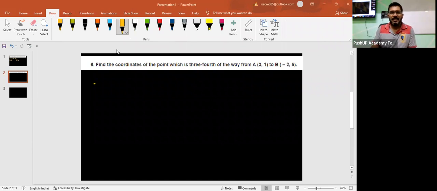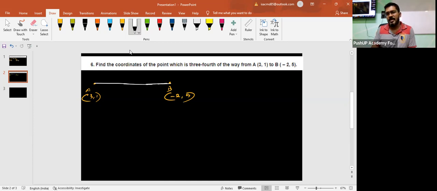See, there is a point A whose coordinates are 3, 1. And there is another point B whose coordinates are -2, 5. Now they are asking you to join these 2 points A and B. So you get a line segment AB. Now find the coordinates of the point. Of the point means there is only one point, children. Say for example, it is point P whose coordinates can be assumed as x comma y.